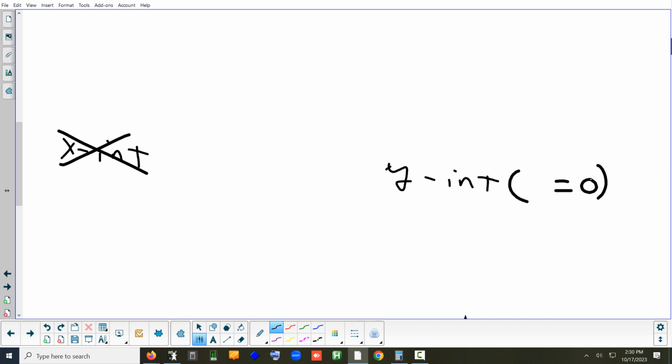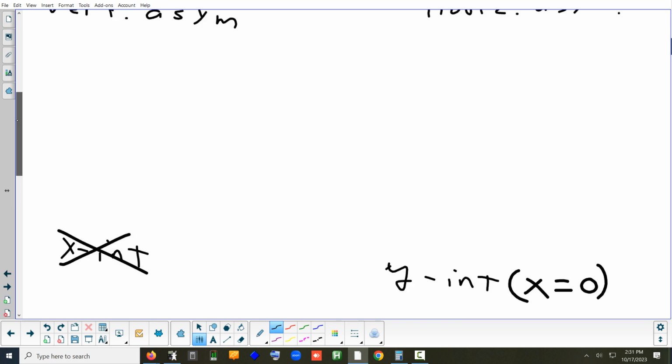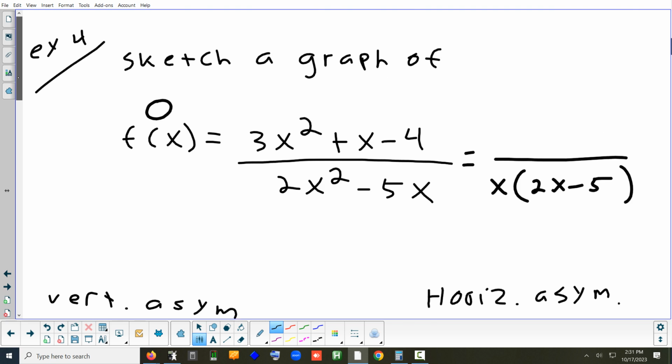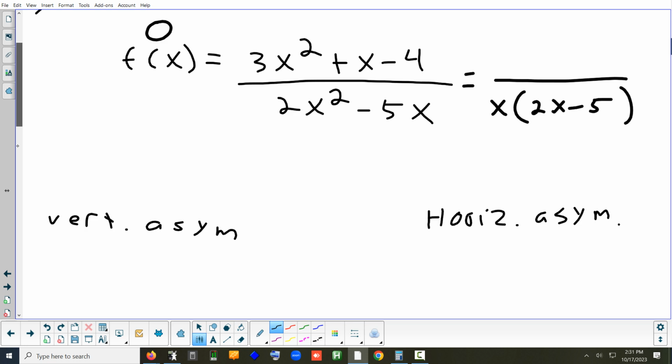The y-intercept is when you plug in 0 for x. That's usually an easy one to do. So if you plug in 0 for x, what's 0 squared? 0. Times 3? 0. Plus 0? 0. Minus 4. Negative 4. Okay, so the top is negative 4.